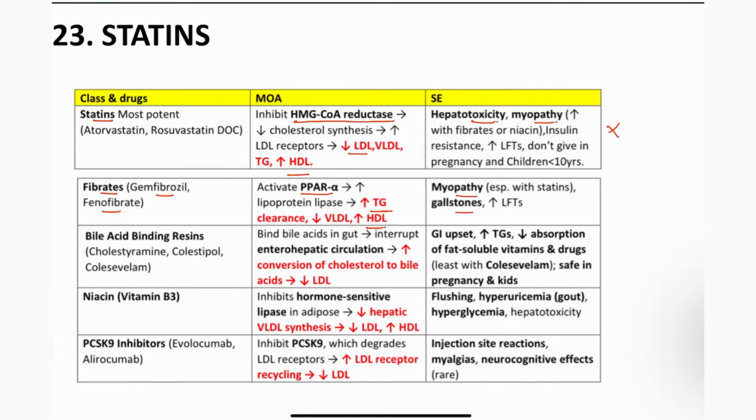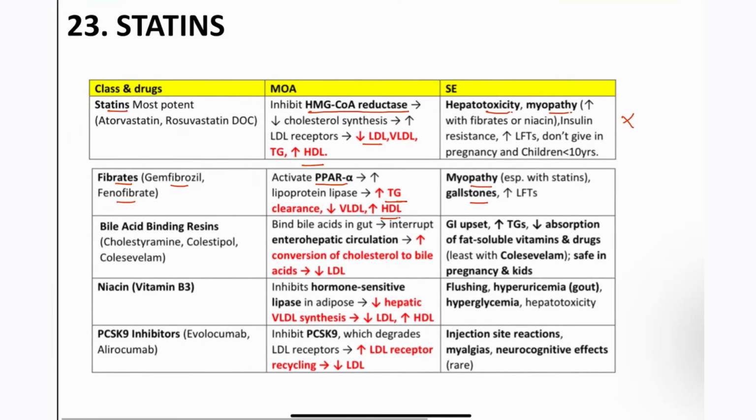Next, bile acid analogs, okay, like cholestyramine, colestipol and colesevelam. So whichever drugs start with chole, those are going to be the bile acid binding resins or analogs. Okay, what they are going to do is increase the conversion of the cholesterol to the bile acid, so that LDL will be decreased in the body. How? Because they are going to interrupt the enterohepatic circulation.